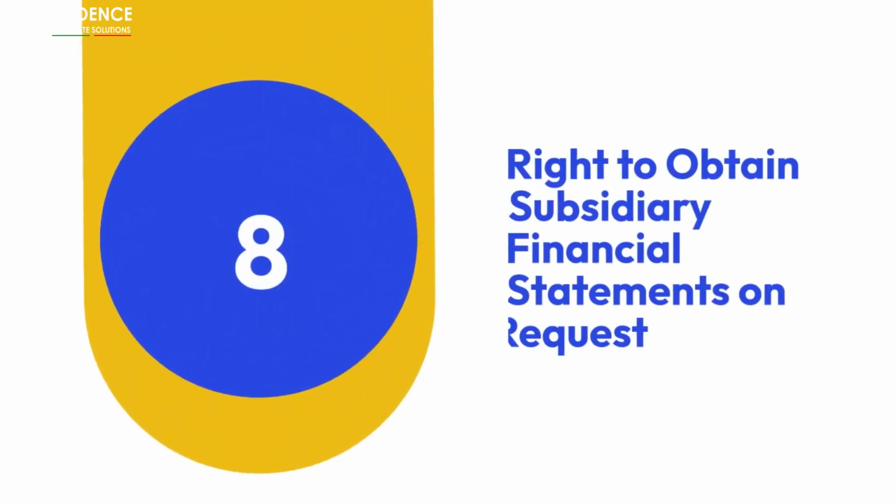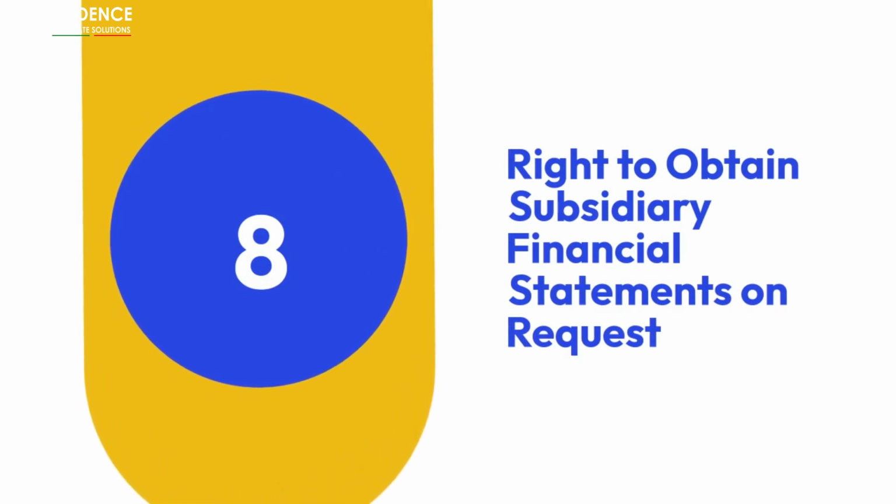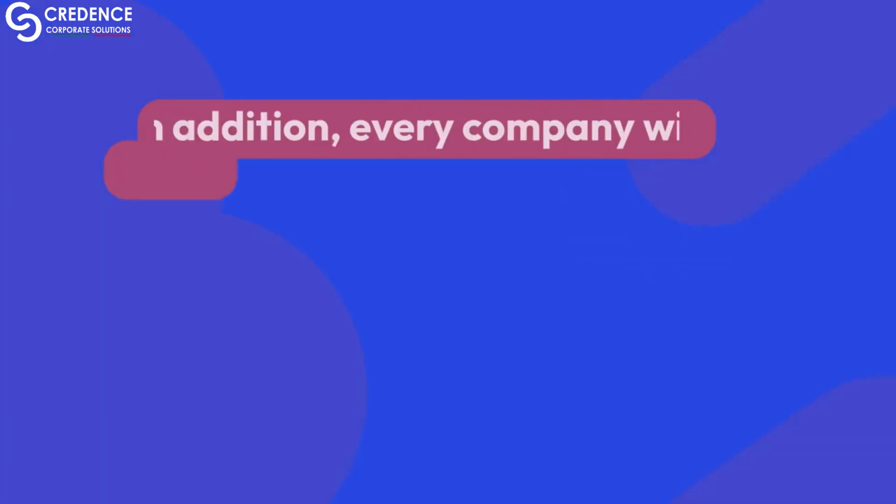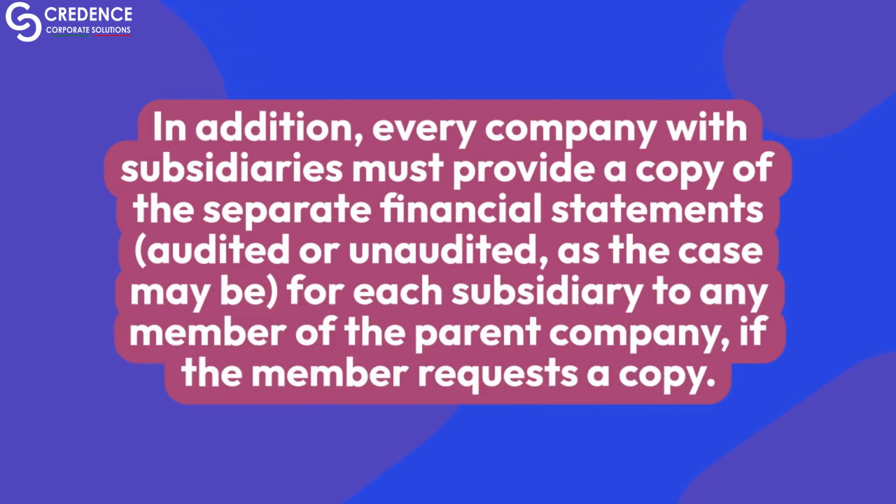8. Right to obtain subsidiary financial statements on request. In addition, every company with subsidiaries must provide a copy of the separate financial statements, audited or unaudited, as the case may be, for each subsidiary to any member of the parent company, if the member requests a copy.